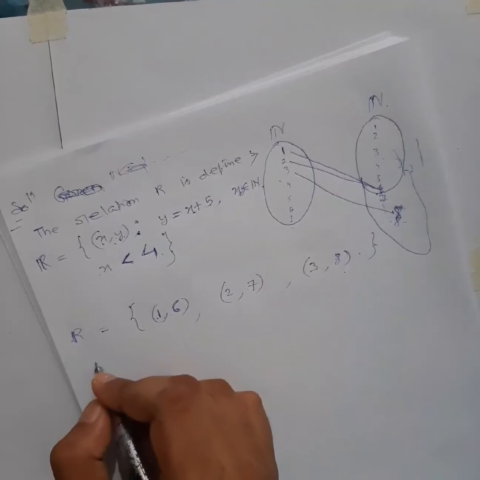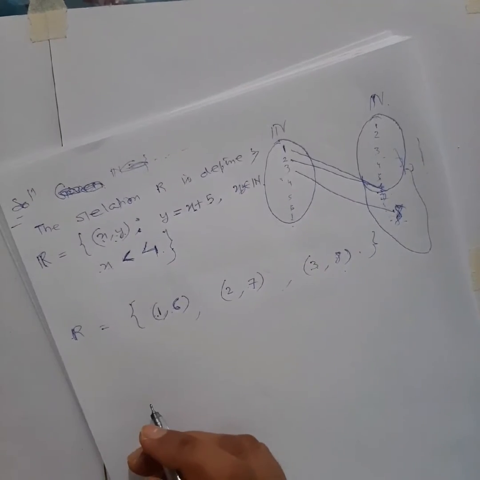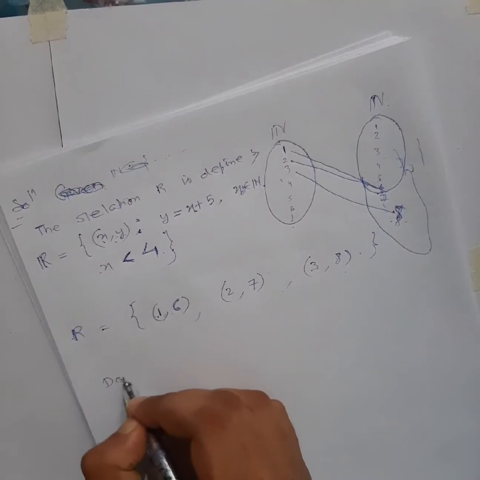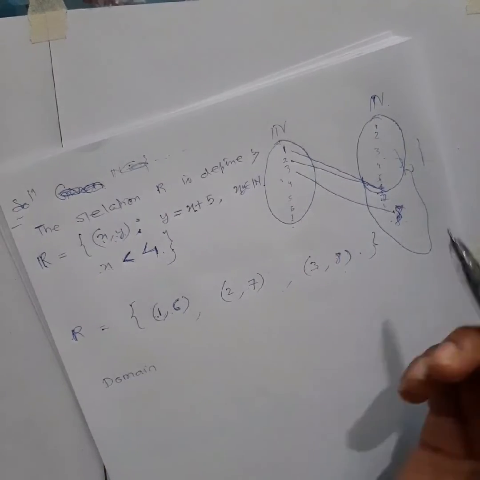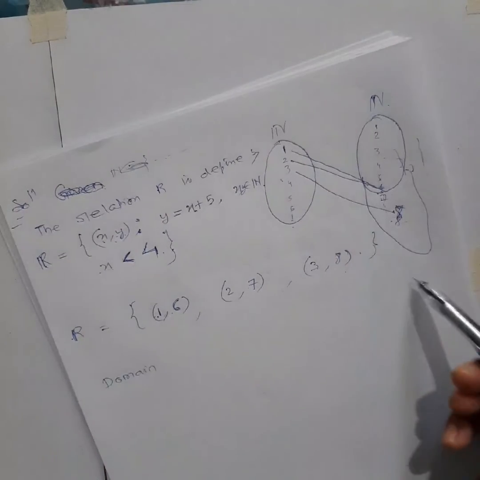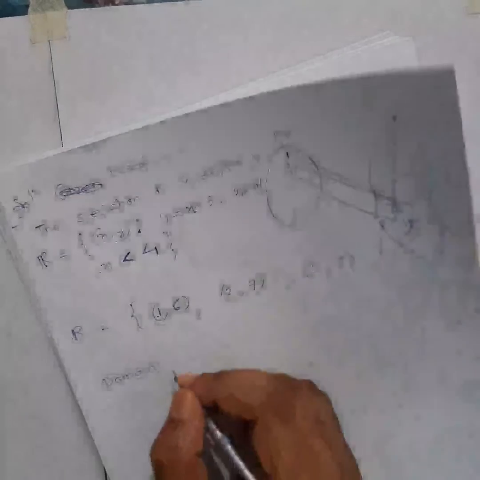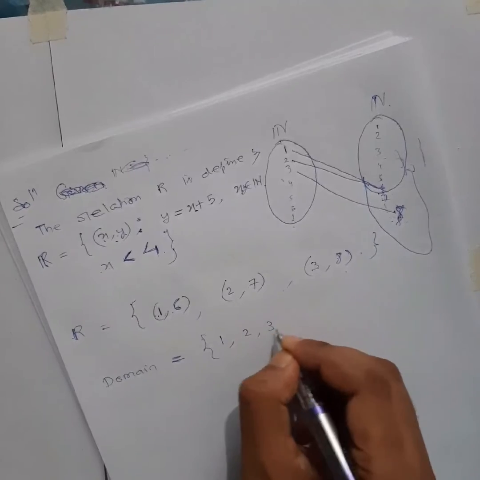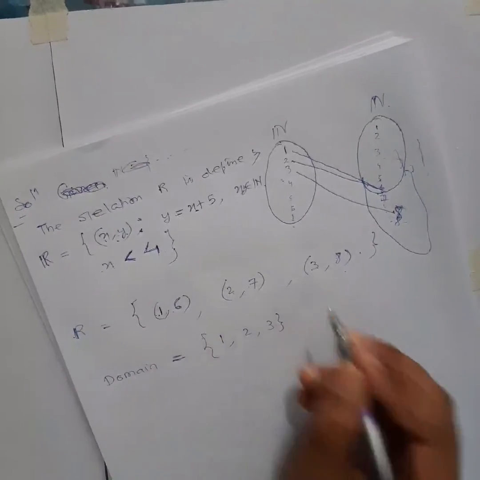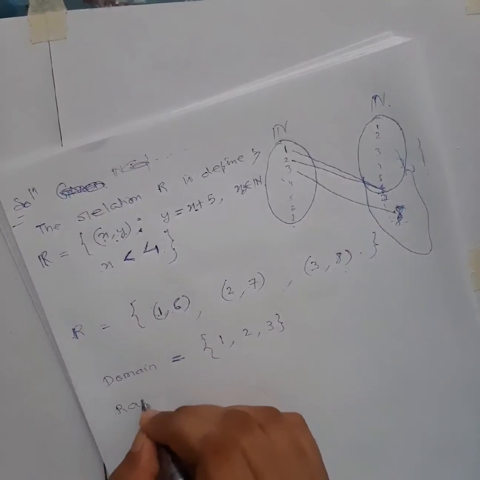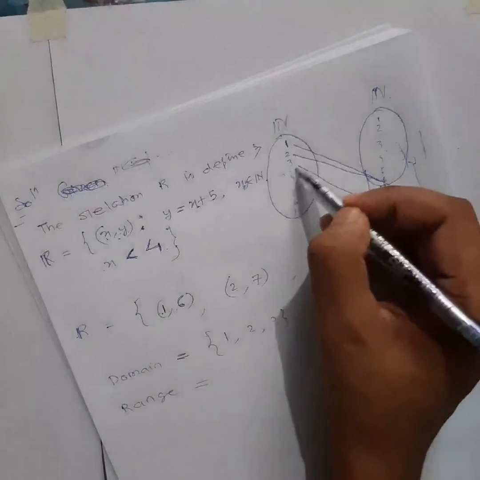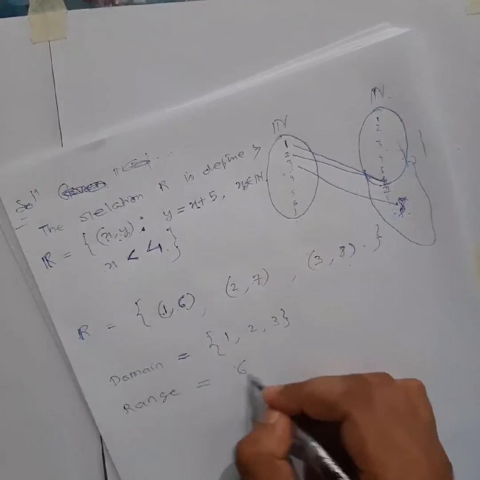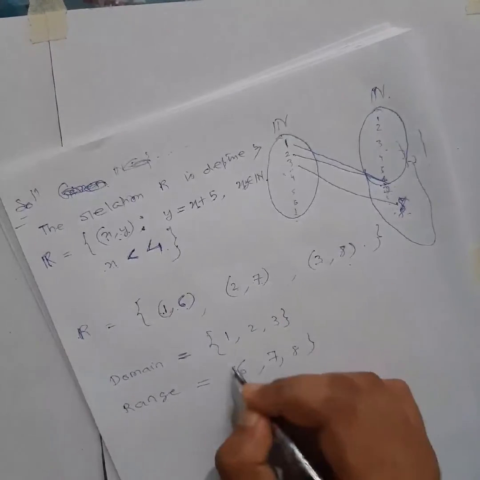Okay, so from here you can write what they have asked you to find. Write down the domain and the range only, they have said. You can easily say, if I ask you what is the codomain here, set of natural numbers will be your codomain. Domain will be 1, 2, 3, the collection of all first elements from your relation set. This is your domain, and range will be 6, 7, 8.